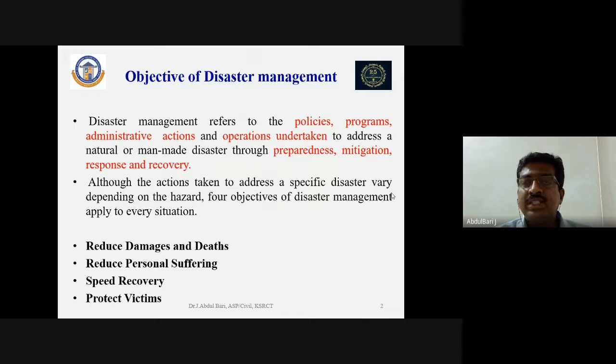Once a disaster has occurred, there will be loss of life, loss of property, and loss to the environment, everything. So we have to reduce the disasters. How can we reduce them? Through the preparedness stage, the mitigation phase, or the response and the recovery phase, we can reduce or overcome that particular disaster. So these objectives, that is, reduce the damages as well as the deaths, reduce the personal sufferings, speed up recovery, and protect the victims, can be made the objectives of disaster management in each and every situation.